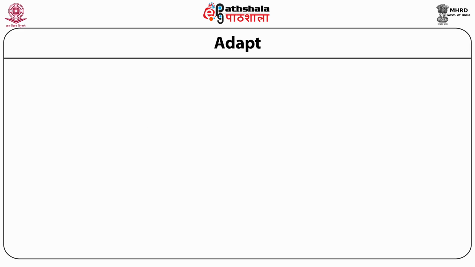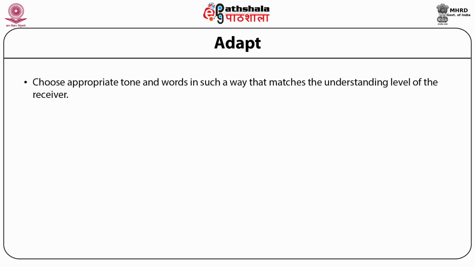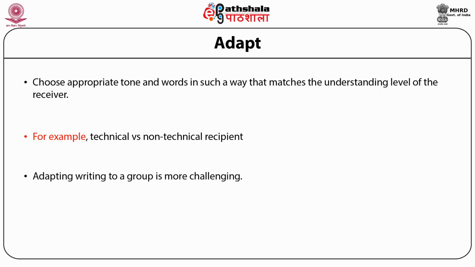For effective writing, it is suggested to choose appropriate tone and words in such a way that matches the understanding level of the receiver. For example, in case of writing to a person who is unaware of the issue, it is better to elaborate the background of the issue in the message. While communicating to a person having less technical knowledge, always try to simplify the scenario and use simple, non-technical words in your message. On the contrary, while addressing a message for a technical person, exact terminology can be used to make your point clear.